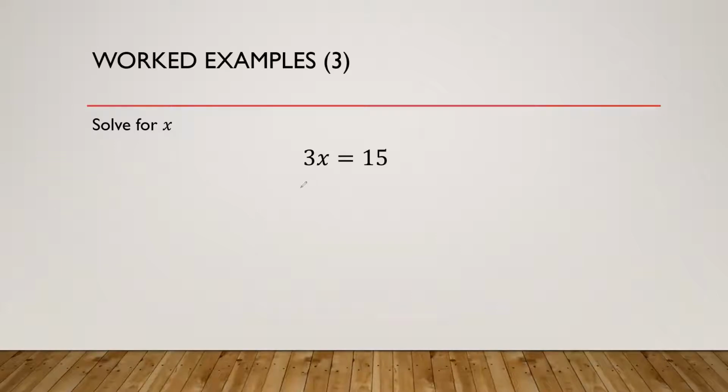So that's what I'm going to do, because I want to isolate x. I'll divide 3x by 3. But if I divide the left-hand side by 3, then I must also divide the right-hand side by 3. So I end up with x is equal to 15 over 3, right? Well, 15 over 3, of course, is 5. So x is equal to 5. That is the solution of our equation. X is equal to 5.